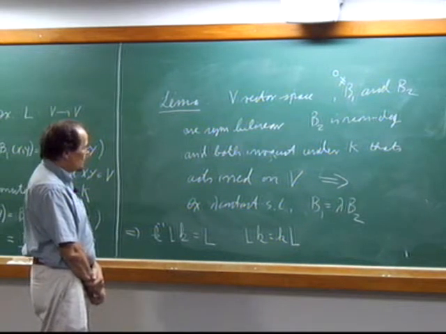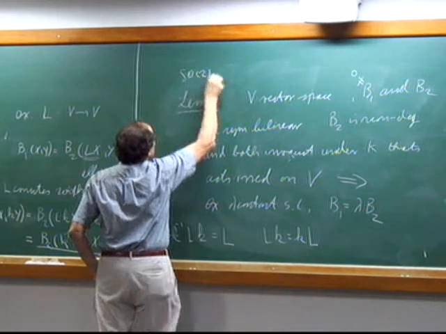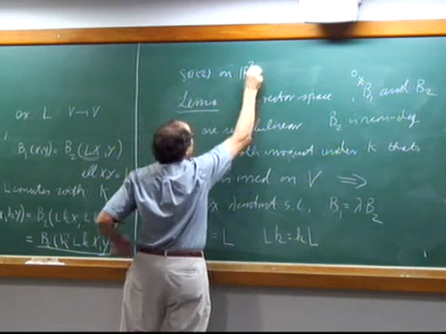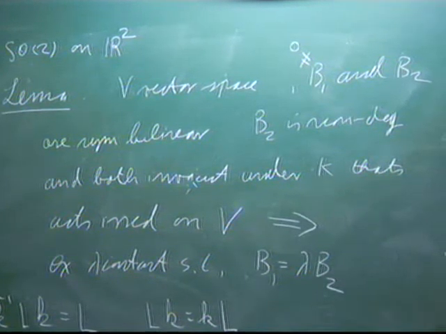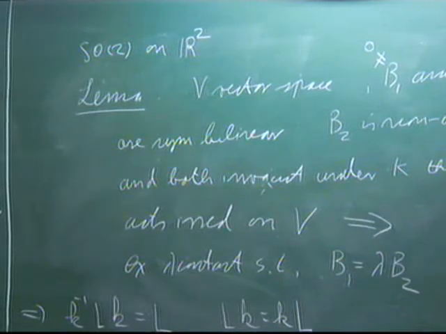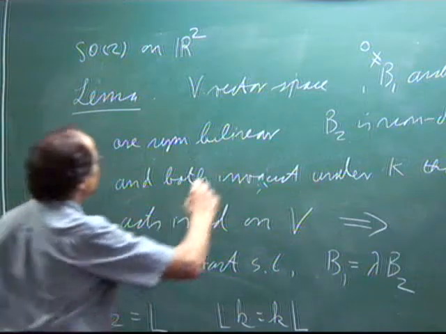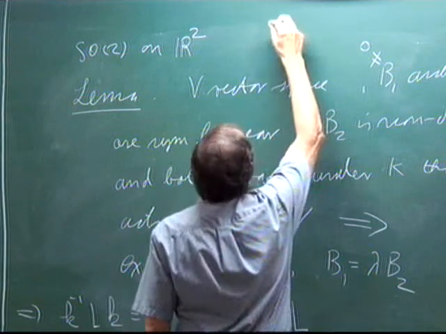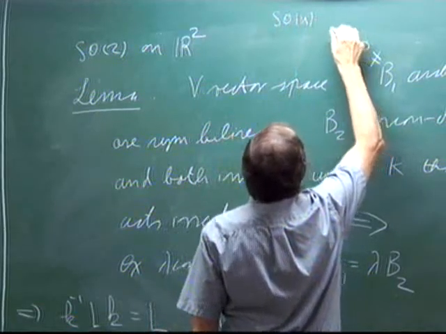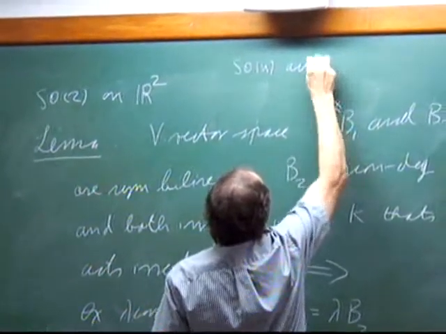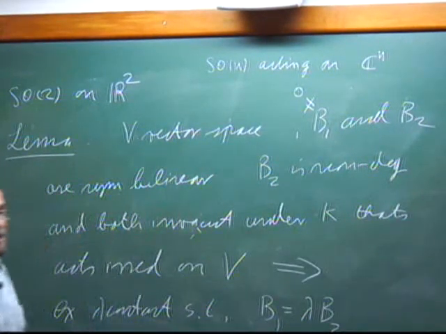I guess a stupid example would be SO2 acting on R2. That's certainly an irreducible representation. Anything in SO2 commutes with it, and that's not a multiple of the identity. Maybe a more interesting application example would be SO(n) acting on Cn. So on Rn, and then by complexification on Cn.